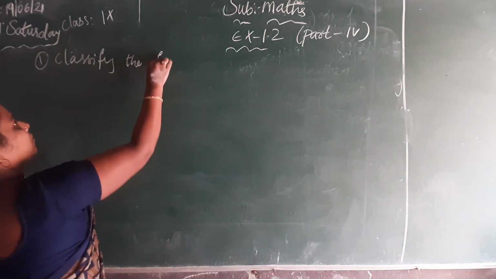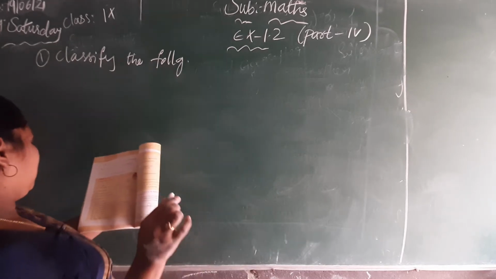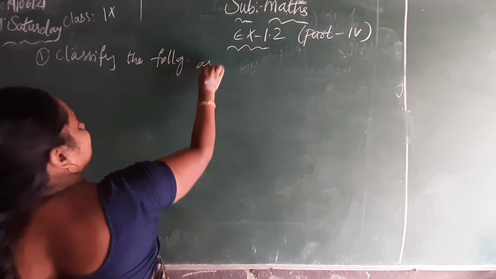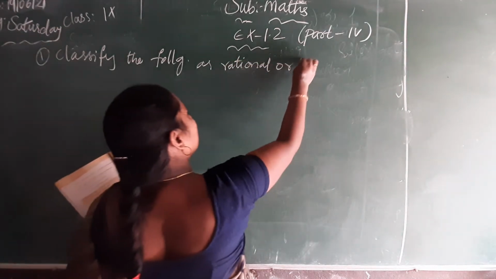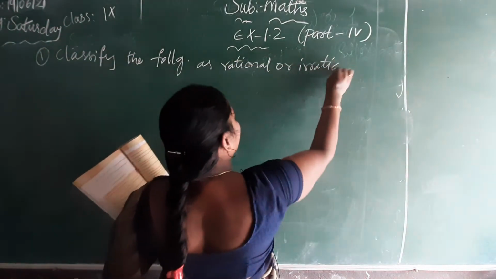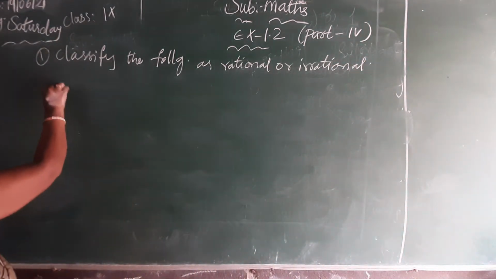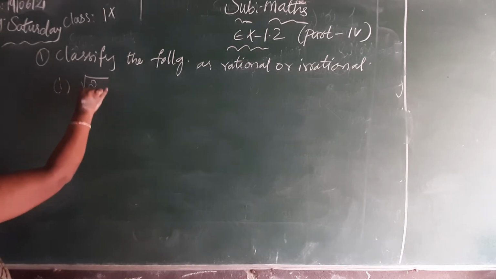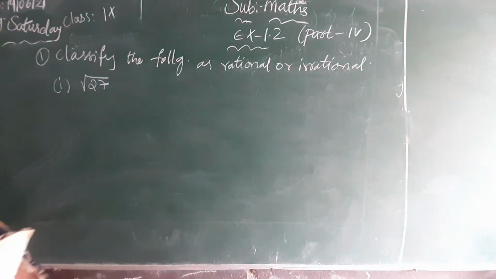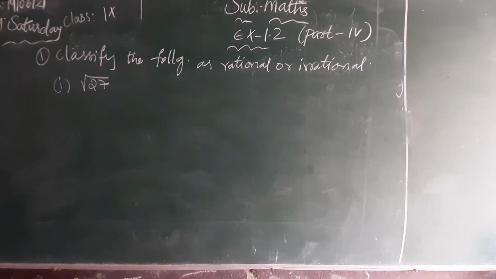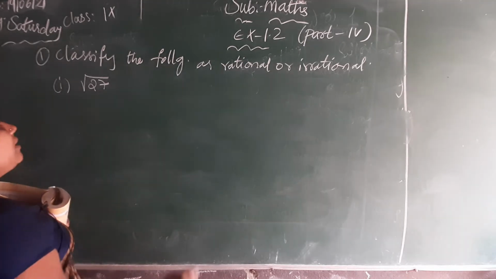classify the following as rational or irrational. We have to classify the following as rational or irrational. So, first problem, what is given here? Root 27. How do we tell whether root 27 is rational or irrational?